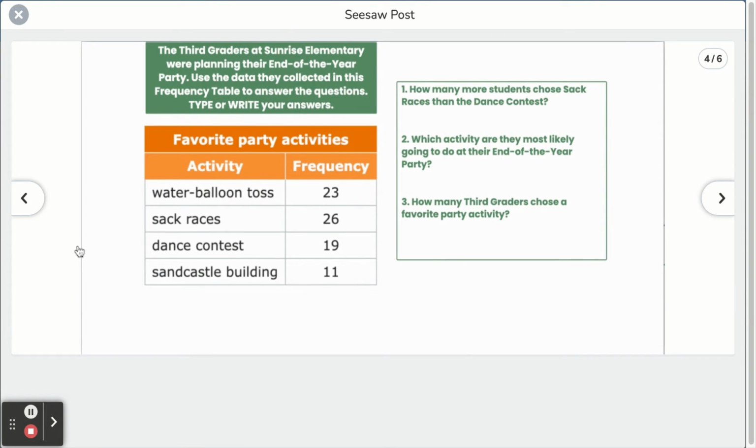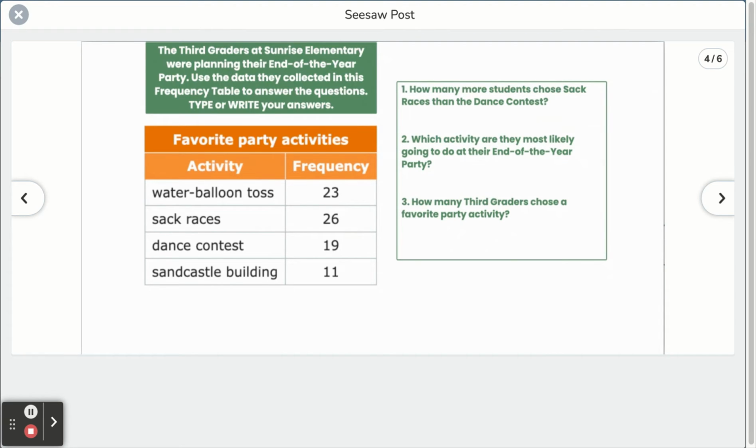We are now going to take a look at a frequency table and use the data to help us answer some questions. The third graders at Sunrise Elementary were planning their end of the year party. Use the data they collected in this frequency table to answer the questions. Type or write your answers.